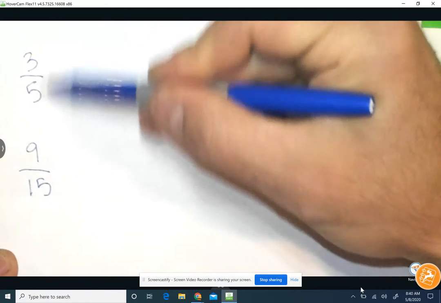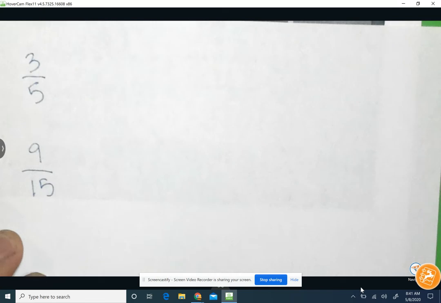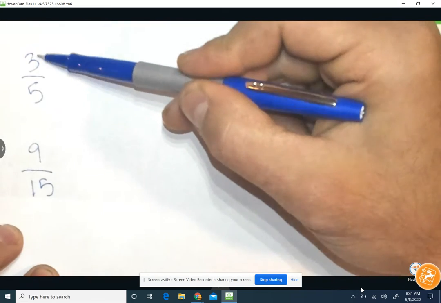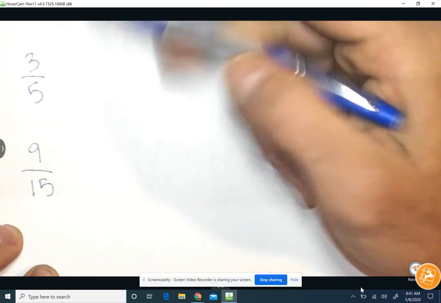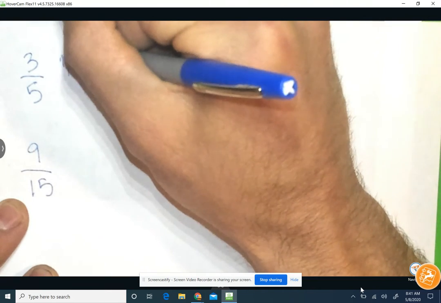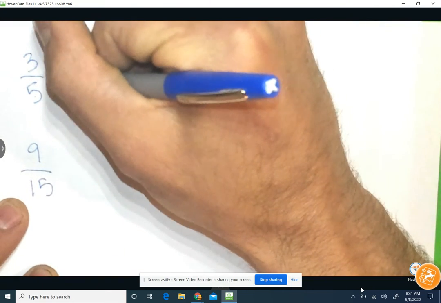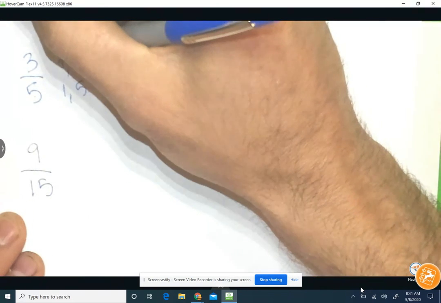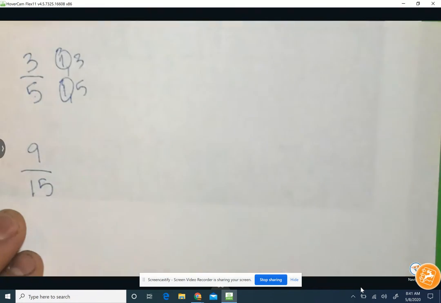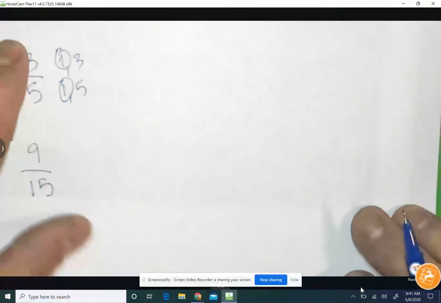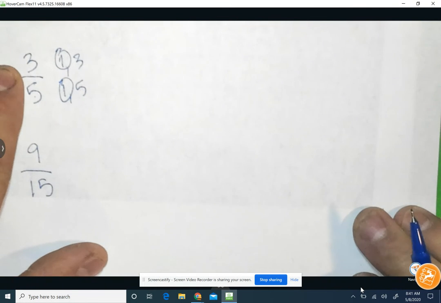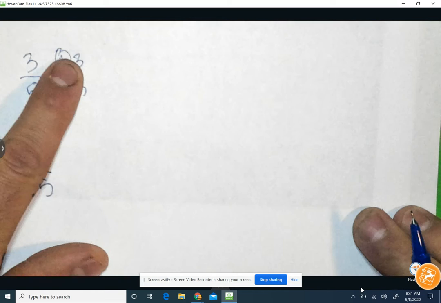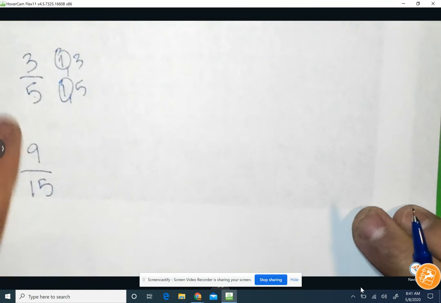So 3/5, that fraction is in simplest form, okay? And I know that because the only factor that 3 and 5 share, if I list them out, the factors of 3 are 1 and 3. The factors of 5 are 1 and 5. The only factor that they share is 1. And with a factor of 1, that is not going to change this fraction via division. Okay, 3 divided by 1 is 3, and 5 divided by 1 is 5.